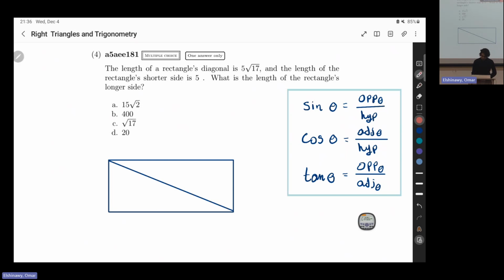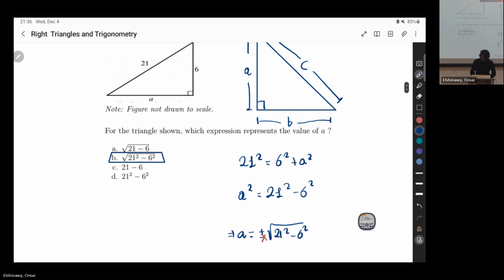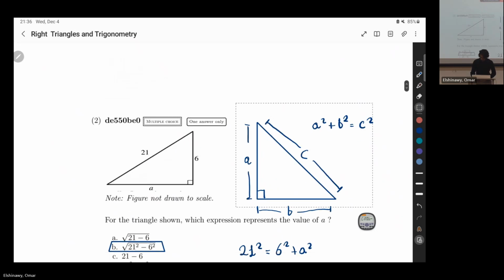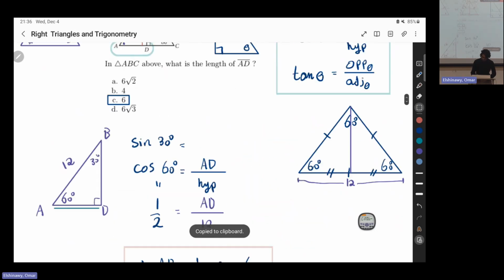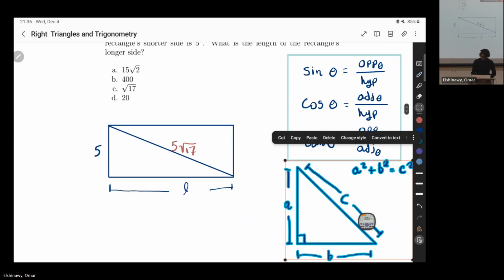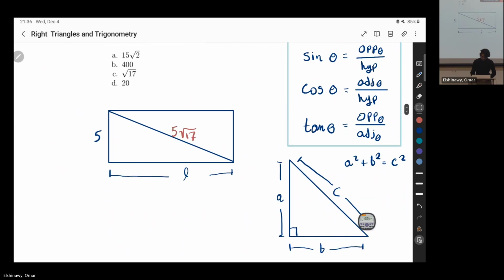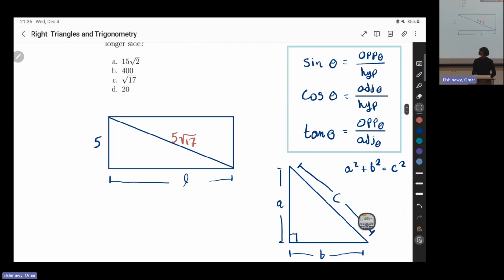The length of the rectangle's diagonal is 5 square root of 17, and the length of the rectangle's shorter side is 5. What is the length of the rectangle's longer side? Maybe I'll copy it as well, just in case you need it. So what is the length of L?